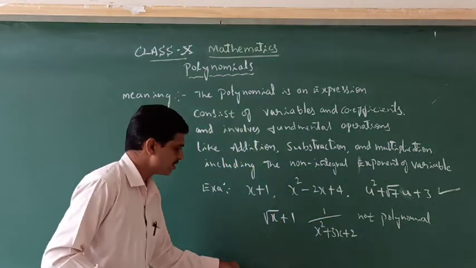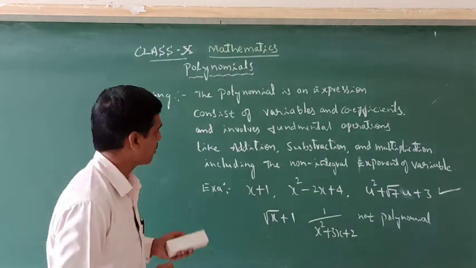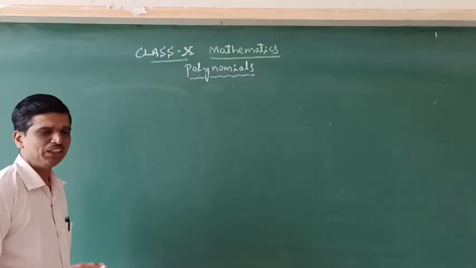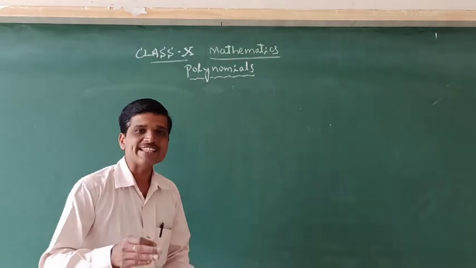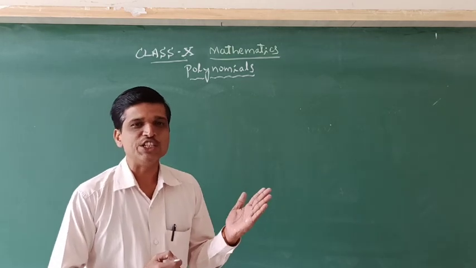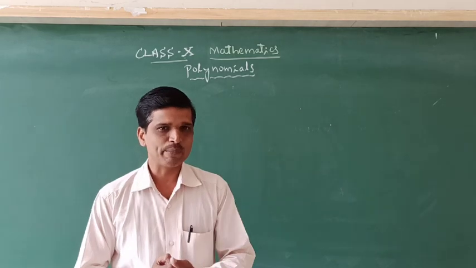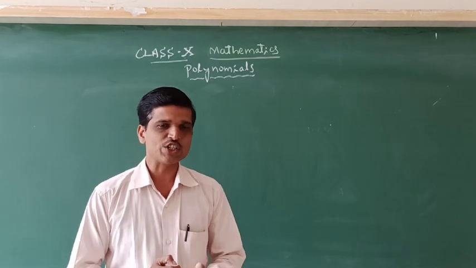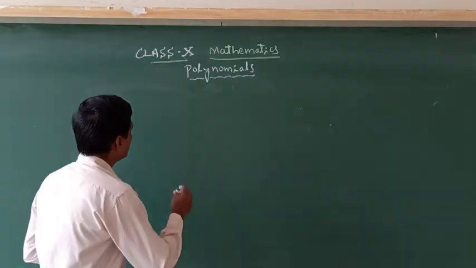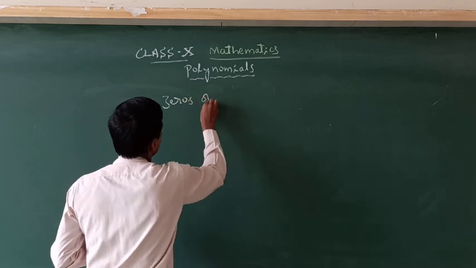So this is one. At the same time, we must know about the degree of a polynomial. What do you mean by the degree of a polynomial? Suppose you have learned in the previous classes the zeros of a polynomial, that is, zeros of a linear polynomial, and now zeros of a quadratic polynomial also you can study. So, what do you mean by zeros of a polynomial? Zeros of a polynomial.